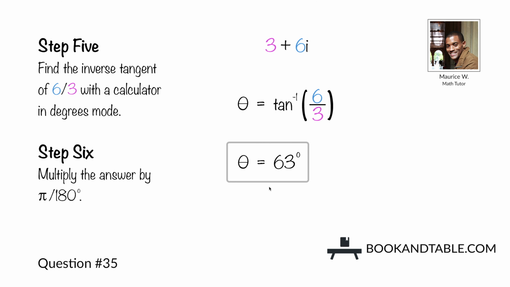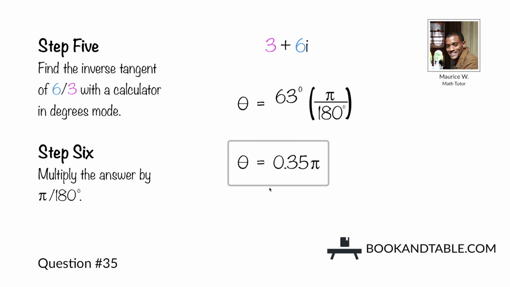And if we want this answer in radians, then we multiply it times pi over 180 degrees. Remember, pi radians is equal to 180 degrees. So pi over 180 degrees is equal to 1. So we're not changing the value, we're changing how we represent it from degrees to radians. So 63 degrees divided by 180 degrees gives us 0.35 pi radians. So the answer to question number 35 is 63 degrees and 0.35 pi radians.